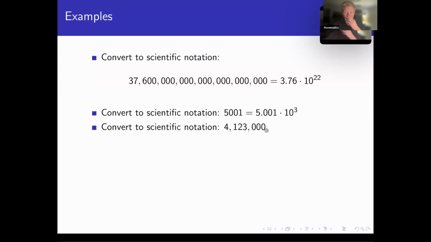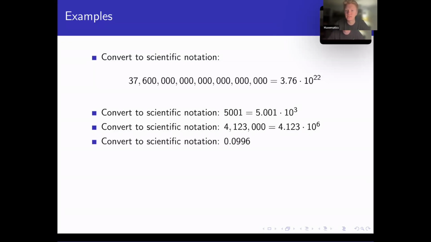Let's stop when we get a number between 1 and 10. So let's move over 1, 2, 3, 4, 5, 6. If we drop the decimal place right here, we'd have 4.123. That's between 1 and 10. So 4.123 times 10 to the positive 6. We moved over 6 decimal places. This number is big. 4.123 times 10 to the 6.